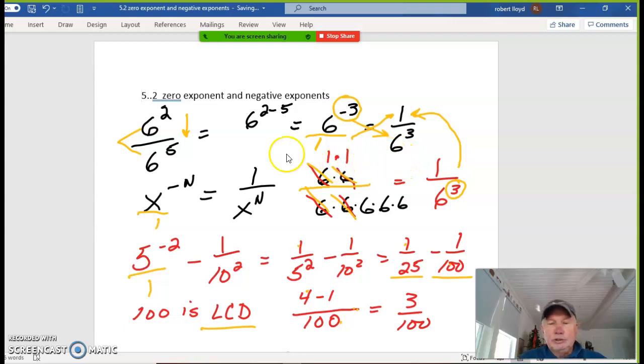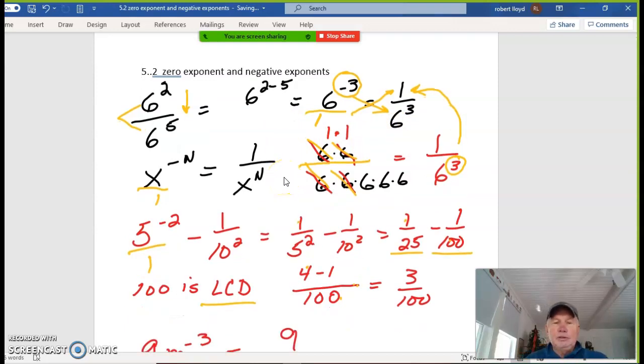So the generic rule is that x to the negative n power, that's x to the negative n over 1, is equal to 1 over x to the positive power of n. So when we have a negative exponent, we have to change its position to make it positive. Same goes with numbers.